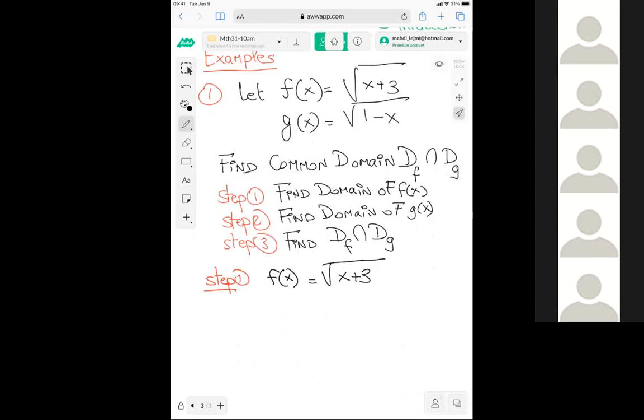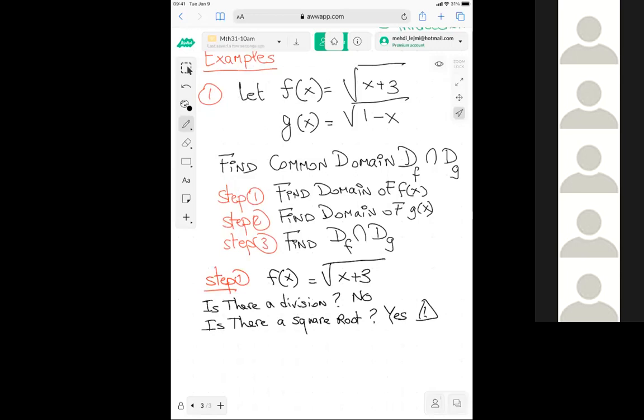So here, f of x is the square root of x plus 3. First question, is there any division here? Can we divide by zero here? Well, of course, there's no division, so that's good news. Now, the next question: is there a square root? Of course we do have a square root here, the square root of x plus 3. So I need to make sure that the term under the square root is not negative, because we are not allowed to have negative numbers under the square root.